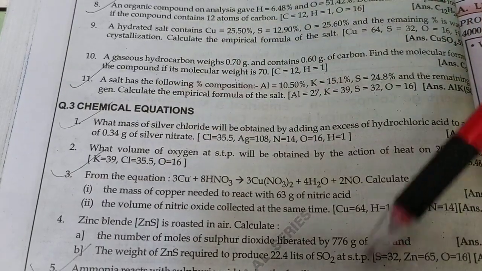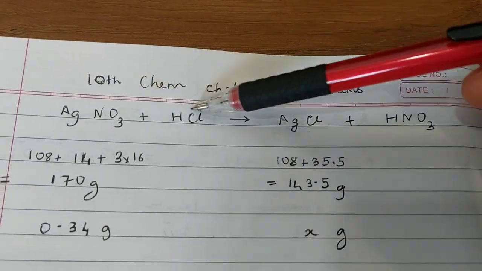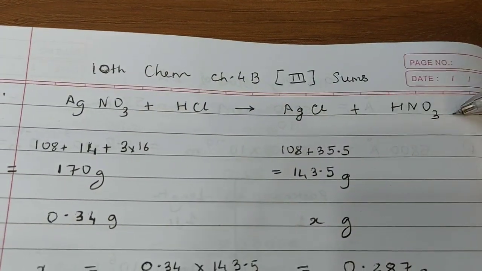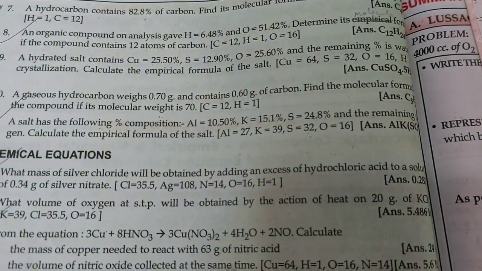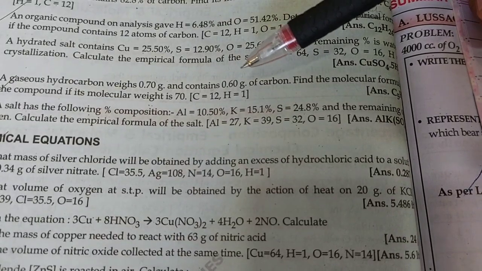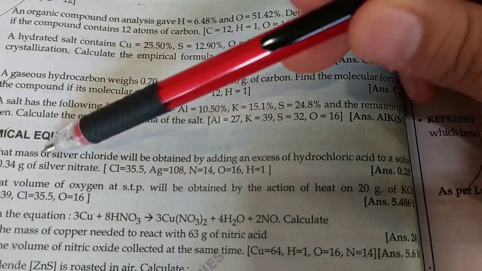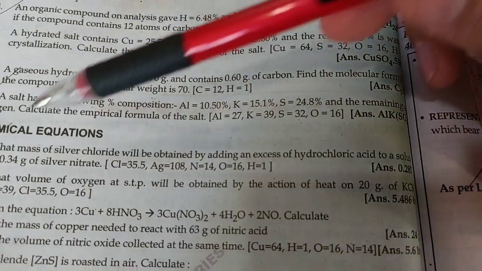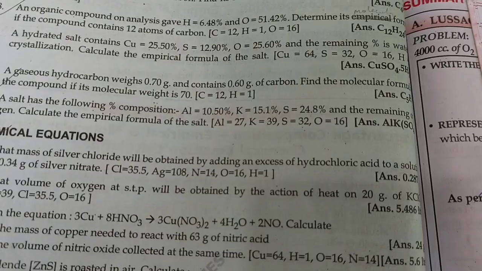First step in such sums is to write the equation. So silver nitrate plus HCl gives AgCl plus HNO3. Now, the data given pertains to silver nitrate and AgCl, so we'll only focus on that. Also check, have they talked about mass, moles, volume? Well, they've asked what mass of silver chloride and they've given mass of silver nitrate. So mass is under consideration right now.